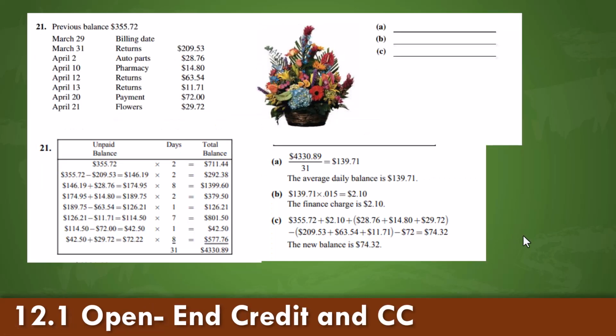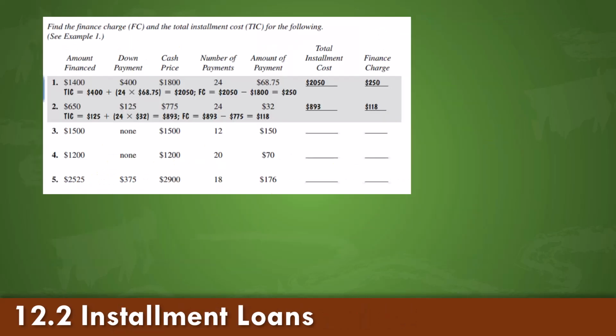Calculating our finance charge, adding any expenditures, subtracting any payments or credits, and we have our new balance. Let's move on to 12.2.